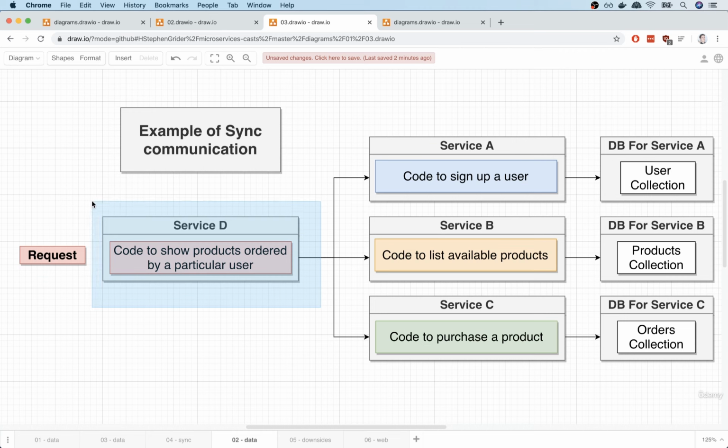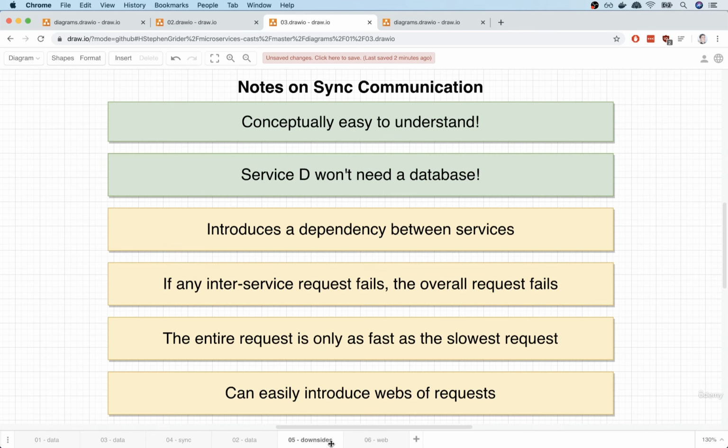So that's service D right here. We won't have to provision, maintain, or pay for a database. Service D relies upon data coming from these other services that have their own databases, so no database required. But like I said, there are some really big downsides to this approach as well.